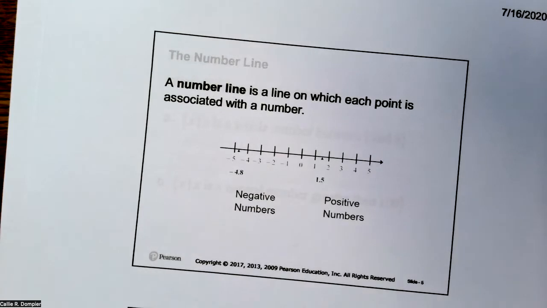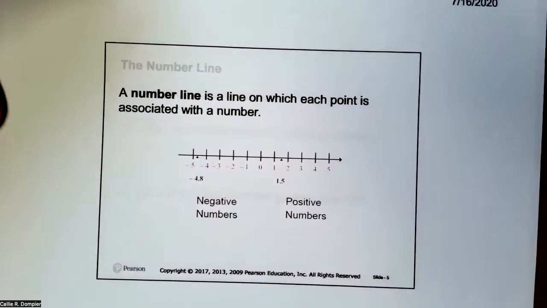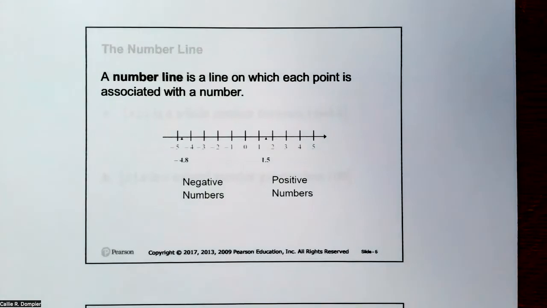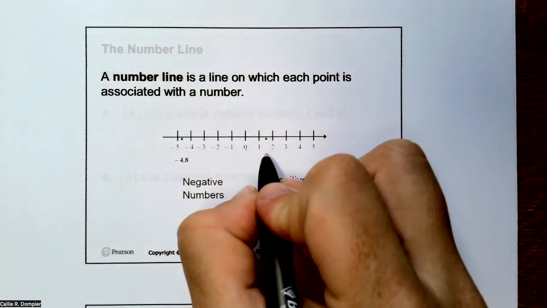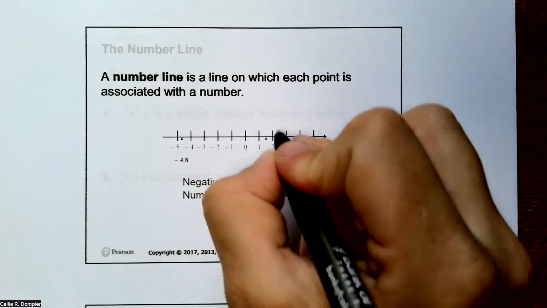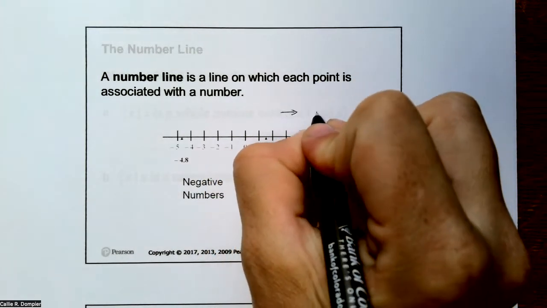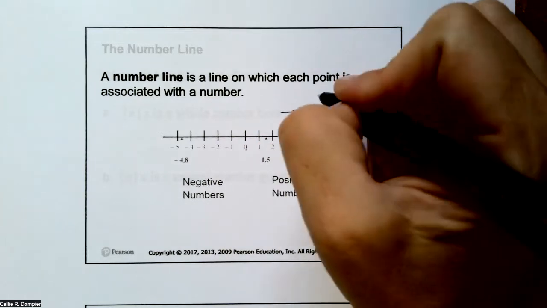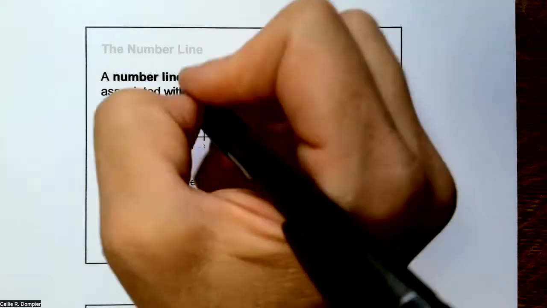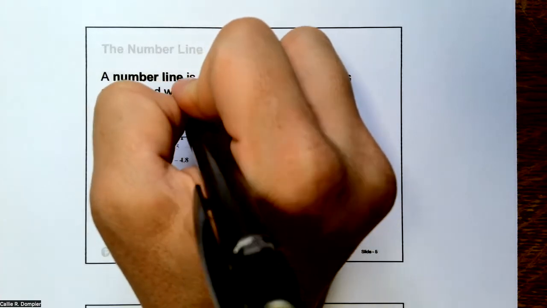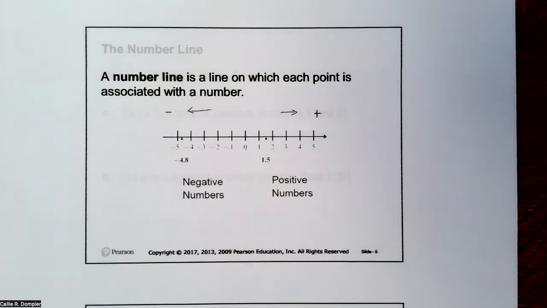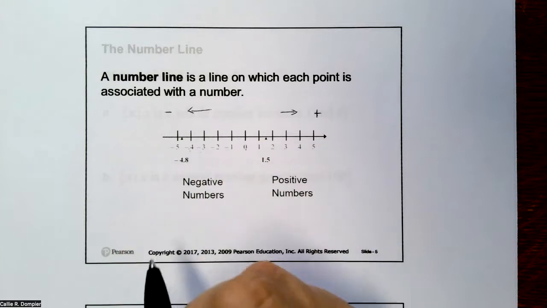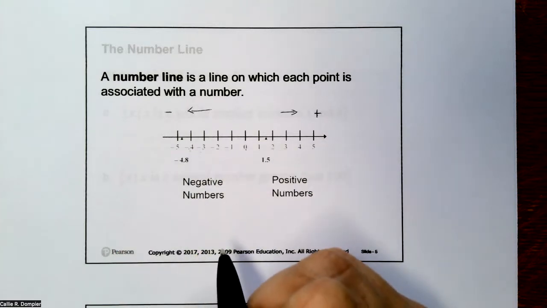Now we are talking about the number line. The number line is a line on which each point is associated with a number. The middle of the number line is 0, and then every number to the right of 0 is a positive number. So we're going higher or greater values to the right. Anything to the left of 0 is a negative number, or as you go further left, your numbers get smaller, okay? Negative 4 is smaller than negative 3. 1 is smaller than 2.